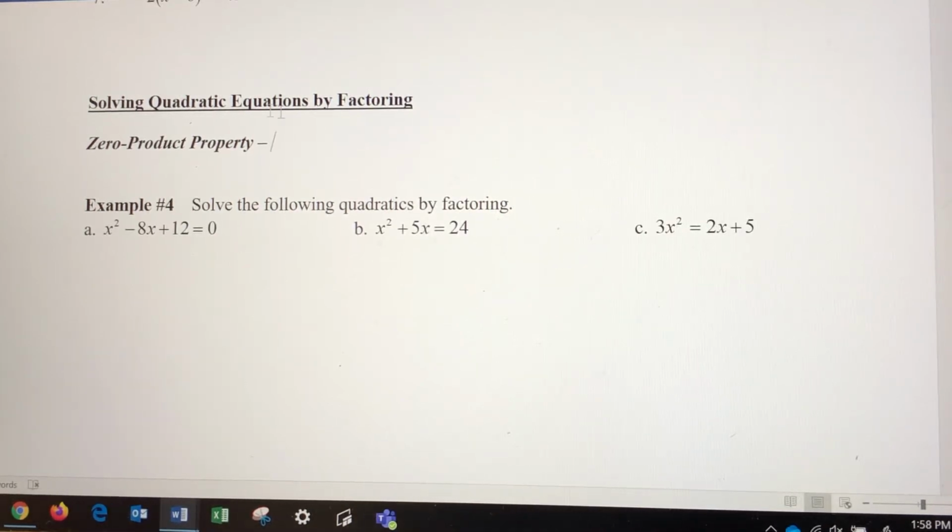All right, in this video, we're going to go over solving quadratic equations by factoring. In order to do that, we're going to have to use something called the zero product property.